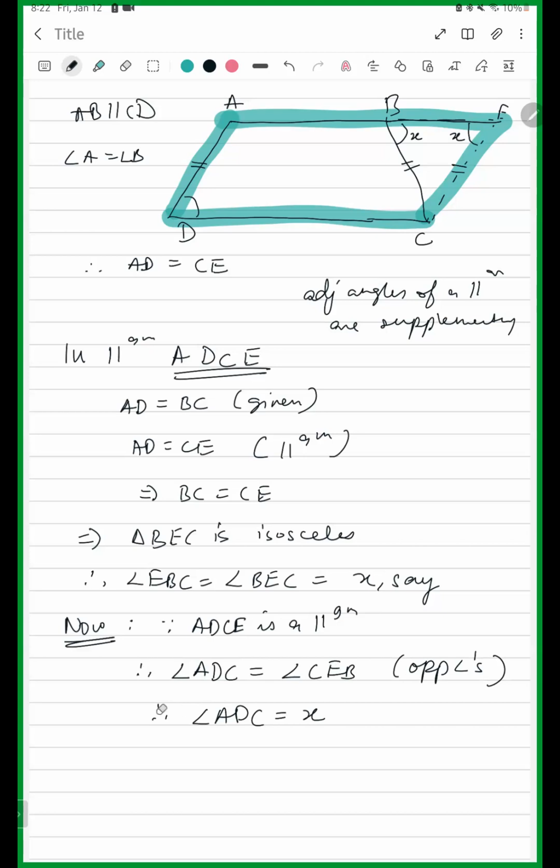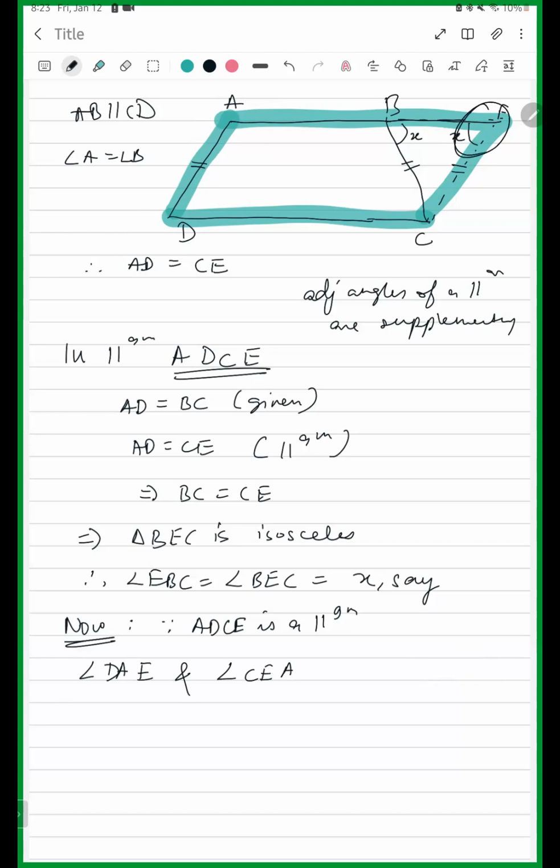Or you needn't even do this actually. You can just do, since ADCE is a parallelogram, therefore, you can forget about this part. You can do it in a shorter way, that angle A, or in other words, angle DAE, this angle over here, and angle CEA, this angle over here. These two angles are adjacent angles of a parallelogram. Therefore, they are supplementary.